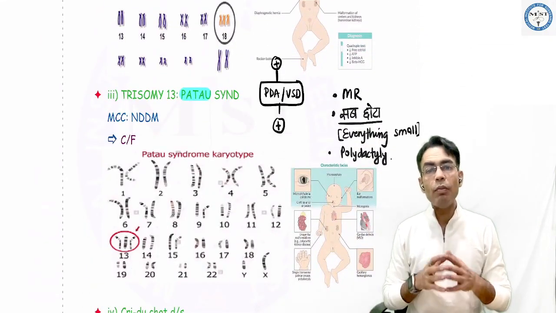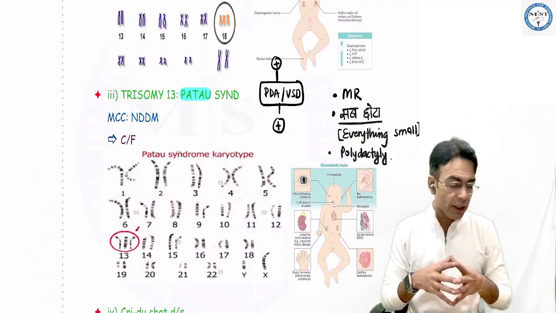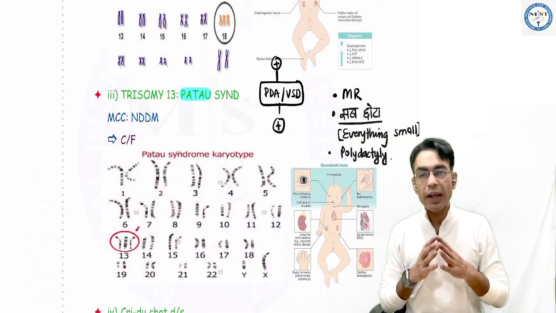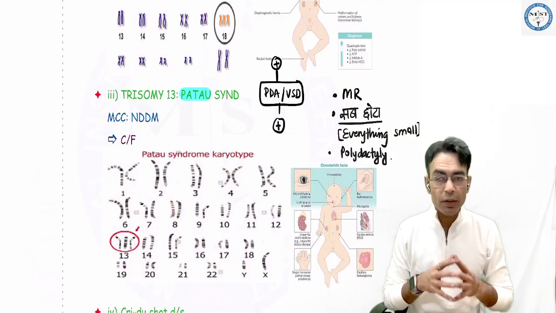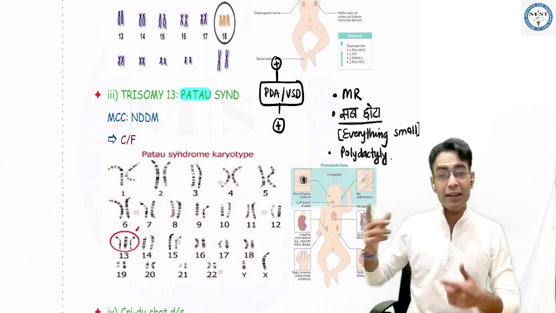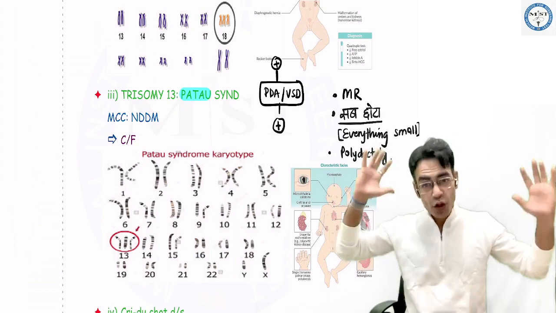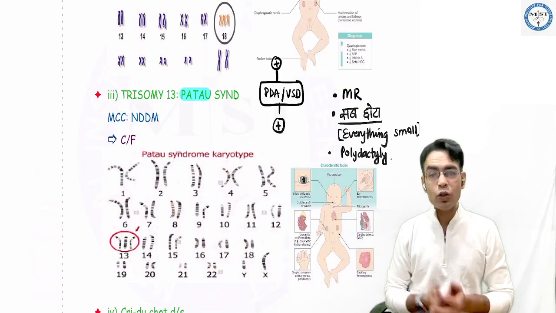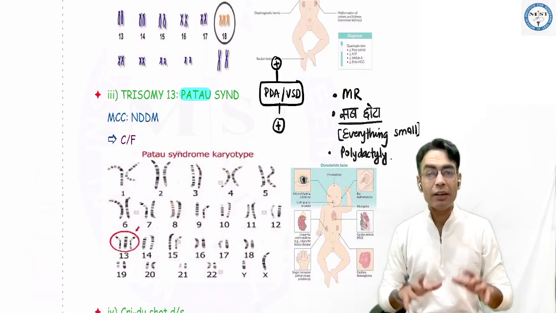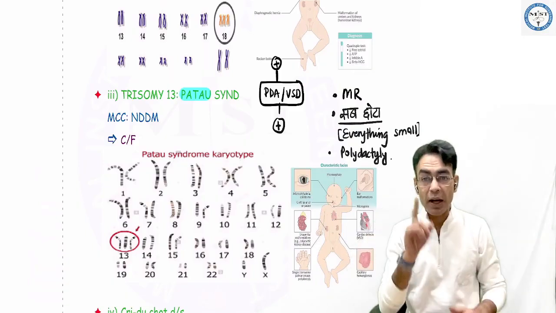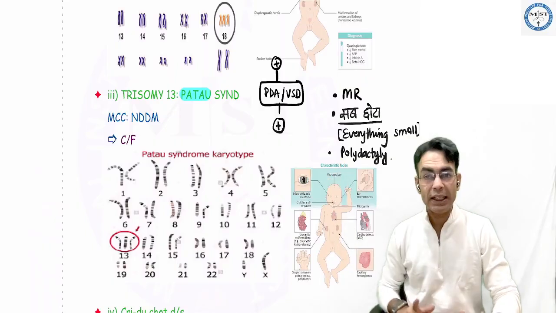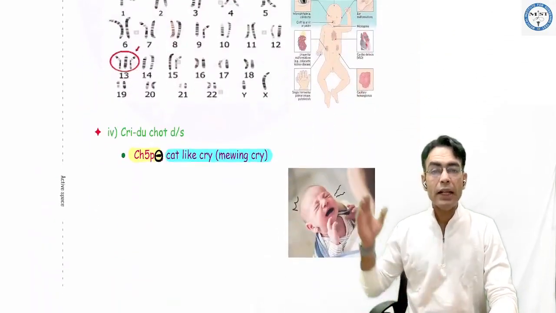In Patau, it is trisomy 13, and again the most common cause is nondisjunction only, and as I said, everything is small. So in Patau syndrome, everything is small. They also have mental retardation. They are also having clenched fist, overlapping fingers. But P for Patau, P for polydactyly. So remember that.